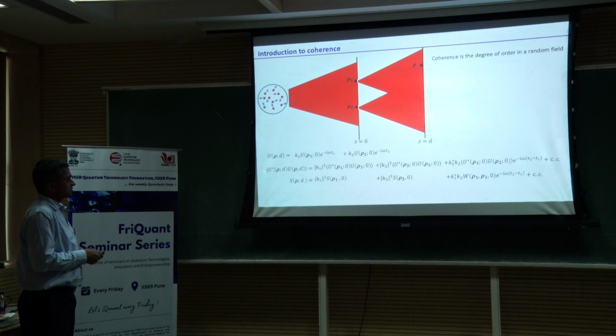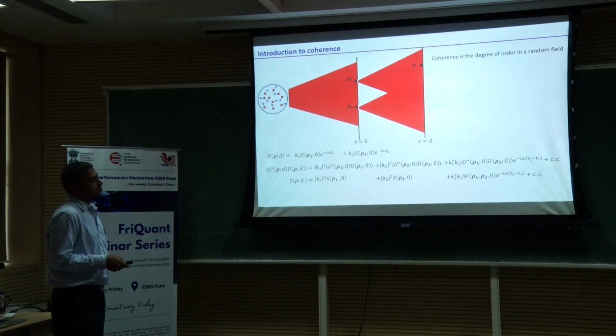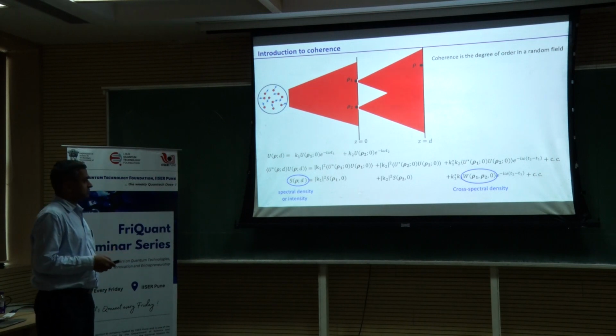You can also write this thing as the intensity or spectral density as S of rho. This is S at rho 1. And this quantity, which is U star rho 1, that's the cross correlation. And that has all the coherence information in it. So this thing is called spectral density or intensity, and that's the cross spectral density.